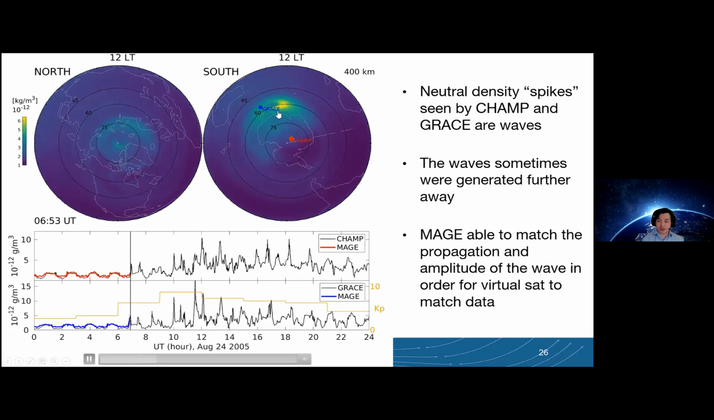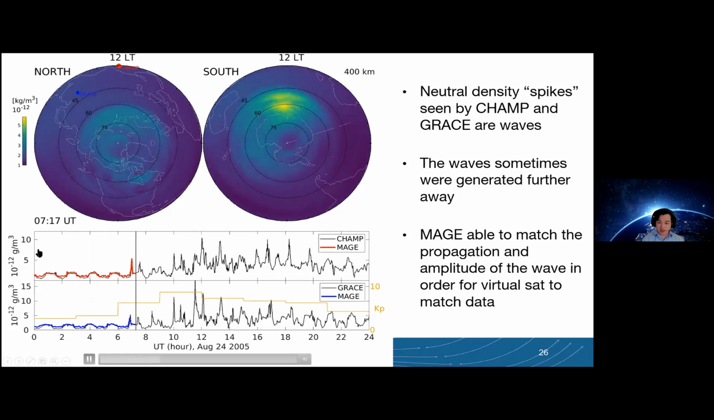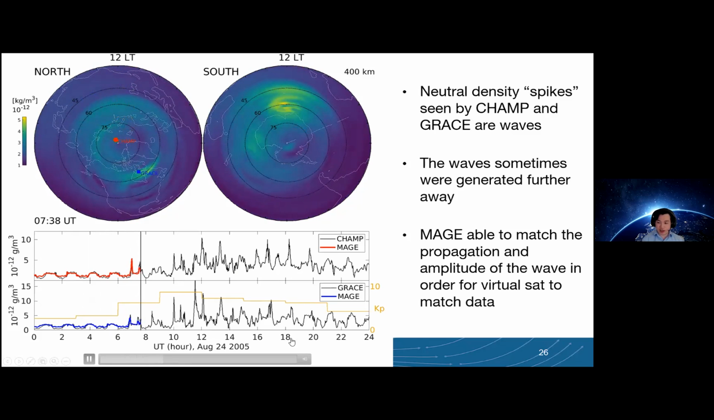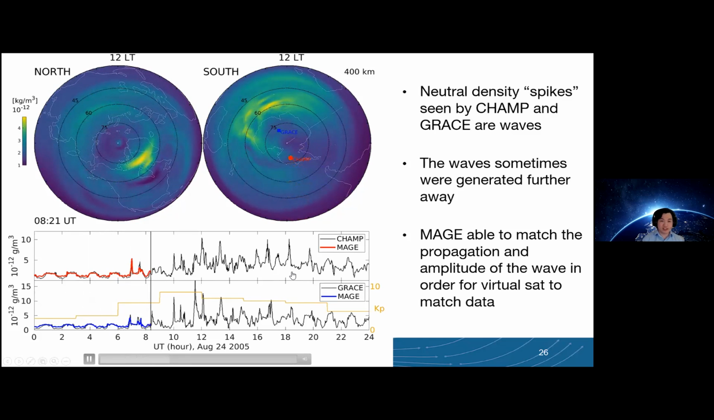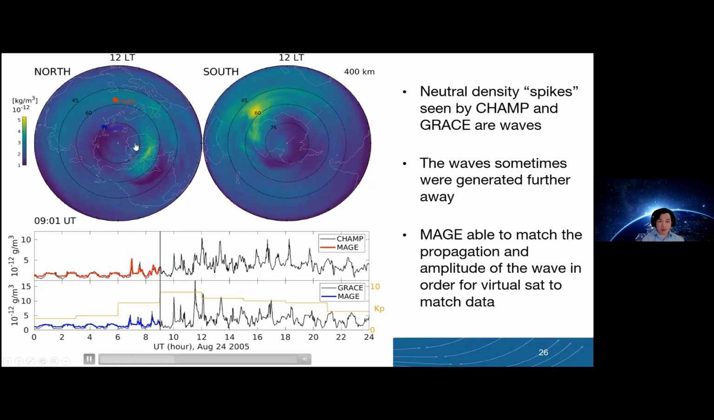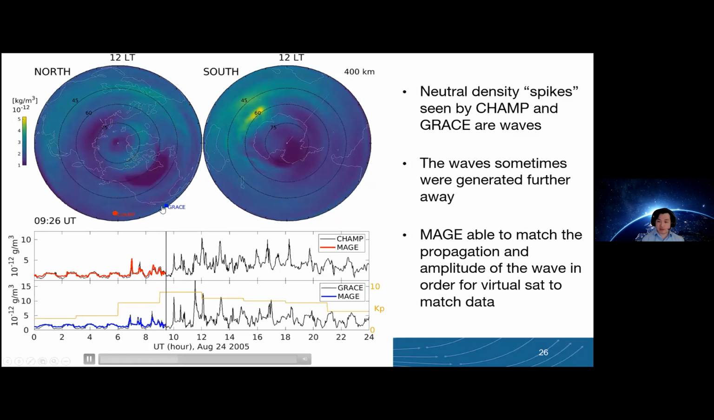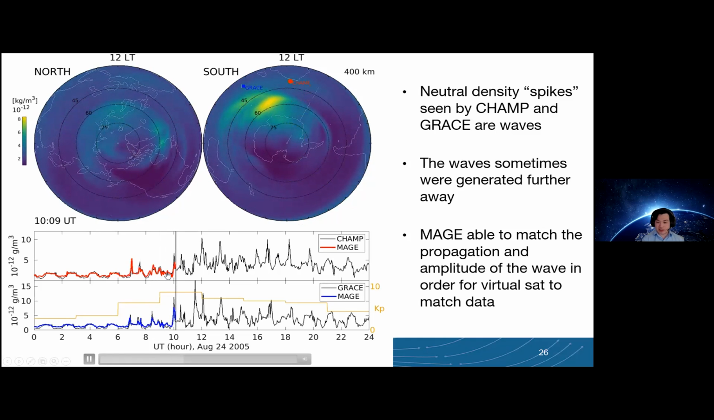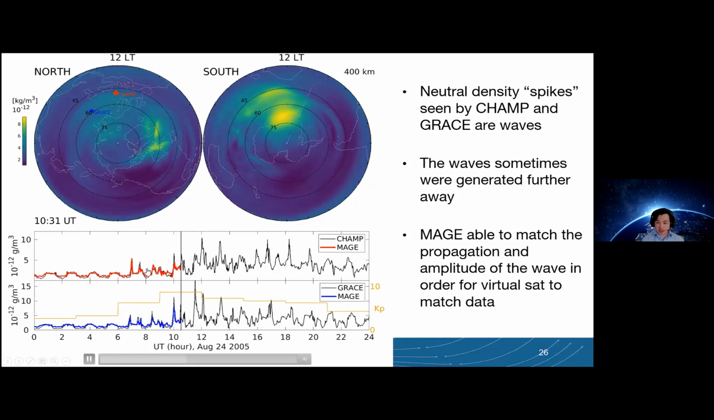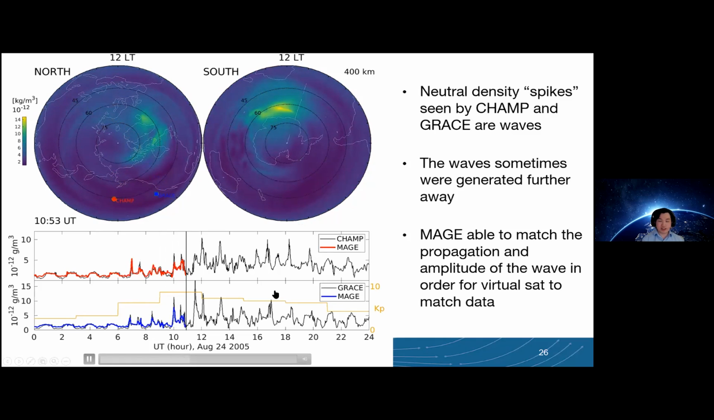You can see these crests and these waves, it's a spike. So the measurement is down here. Champ is at the top, Grace is on the bottom. And this is what Champ and Grace measure as far as neutral density. The colored lines are the result from MAGE, from the model. So you can see that every time Champ and Grace fly across these waves, it generates a spike. And we're getting these spikes at the same time that Champ and Grace are seeing them.